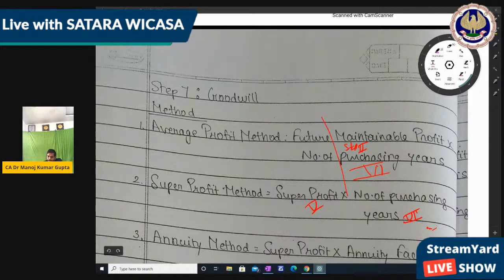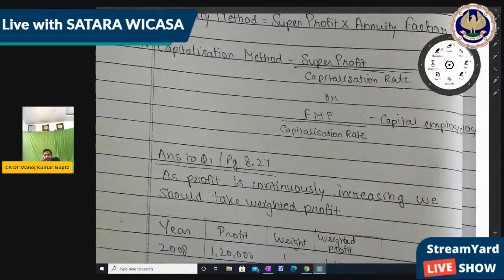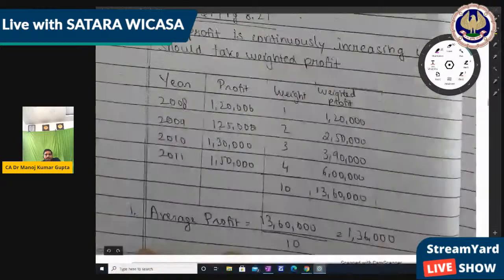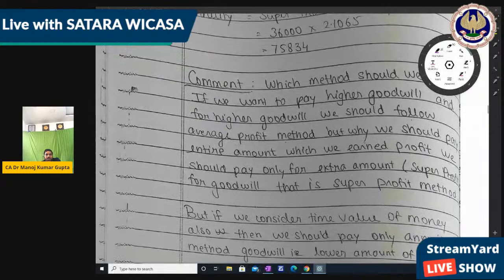Next, annuity method, that is super profit into annuity factor. Capitalization method, super profit upon capitalization rate, right? Then the capitalization method we can calculate in another way also: FMP divided by capitalization rate, minus capital employed. So both ways we can calculate the goodwill, right? Then they had given some example. We had already done the question. Now comment on which method we should use.